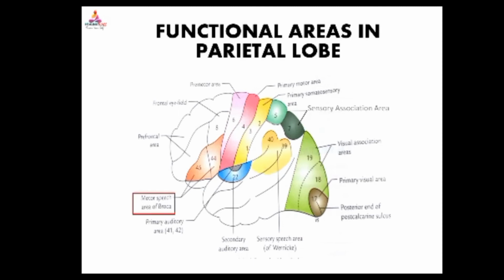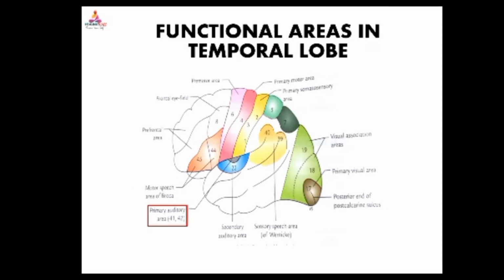Then the next area is the primary auditory area. That is areas 41 and 42.